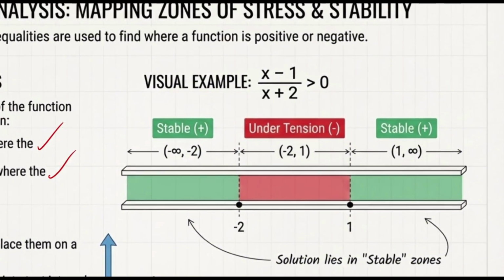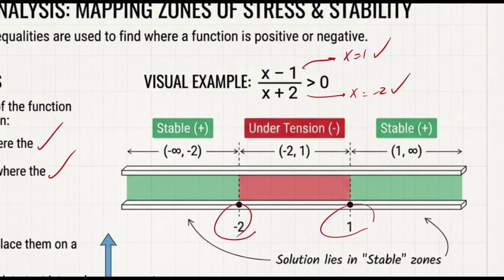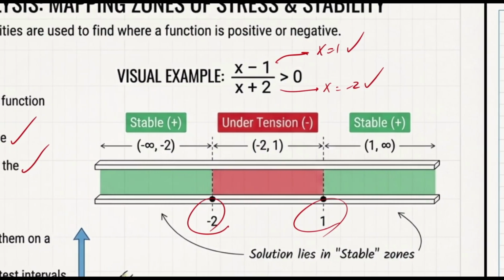I have x minus 1 divided by x plus 2, and I would like to find the range of numbers for x that, if I put them there, are going to make this fraction bigger than 0. So again, x equals 1 is my first critical point. x equals negative 2 is my second critical point. I'm going to place them over here. And let's consider what would happen if my number is bigger than 1.